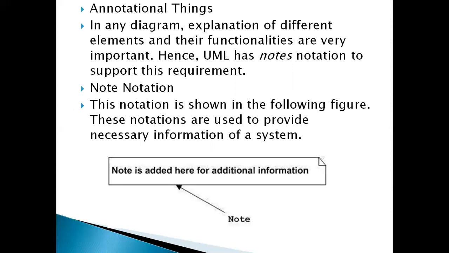Annotational things. In any diagram, explanation of different elements and the functionalities is very important. Hence, UML has notes notation to support these requirements. Okay, generally in any other programming language, we use comments. Here in UML, we use what? Note to write the comments. Note is added here for additional information. See, this is the symbol of the note.